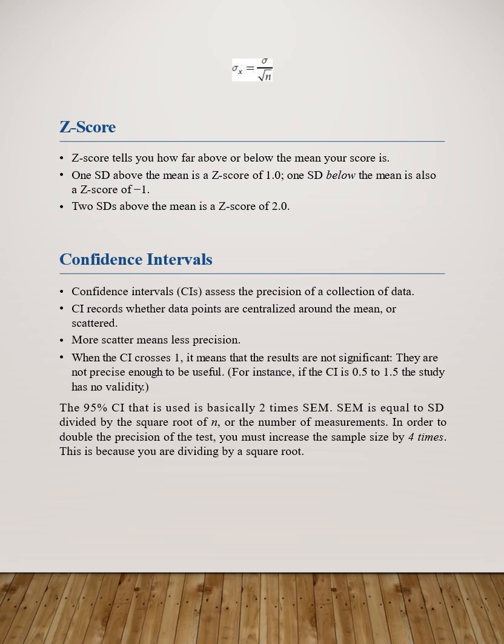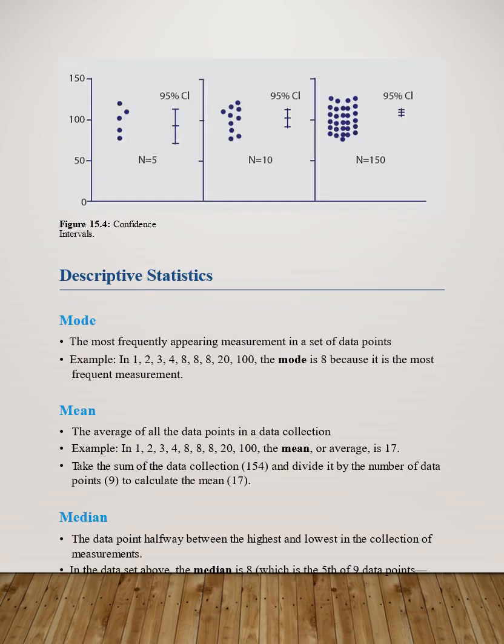Let's go to the next slide. On figure 15/4, we see so-called confidence intervals. N5, N10, and N50. The confidence interval in N5 is 95, in N10 is 95, and in N50 is again 95.